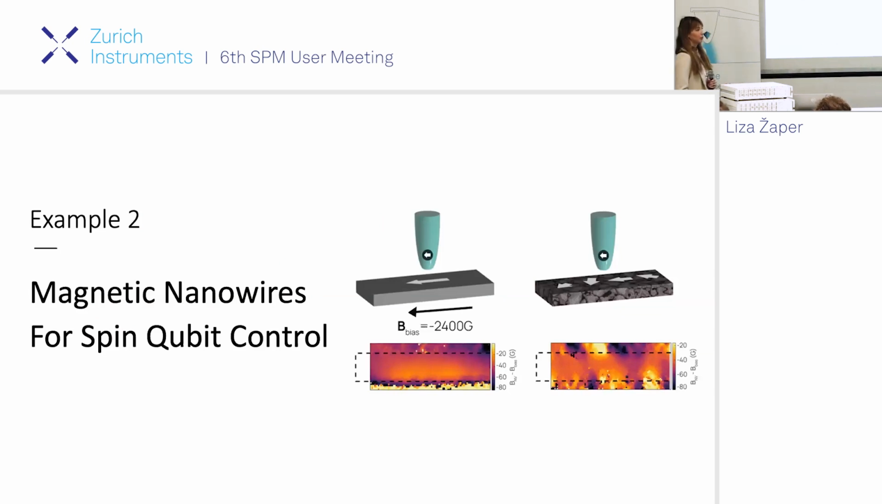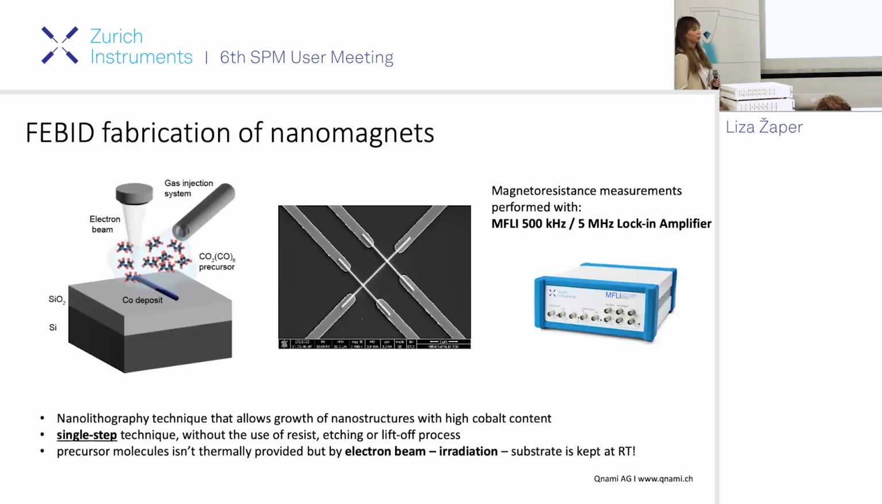Okay, now I will move on to the second example. This is a project I'm working on as a PhD student in Martina Boyd's group. As I mentioned previously, we want to create reliable gradients to be able to perform rotations of spin qubits. To fabricate these nanomagnets that provide the gradient, we used the focused electron beam induced deposition technique. This technique has several advantages compared to standard lithography techniques.